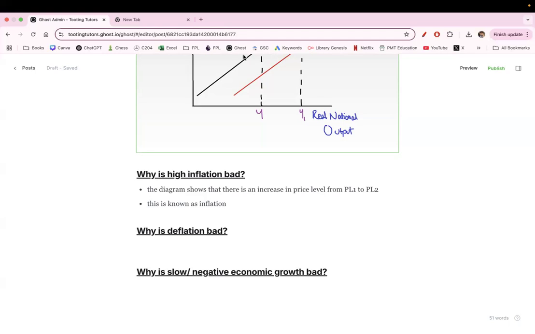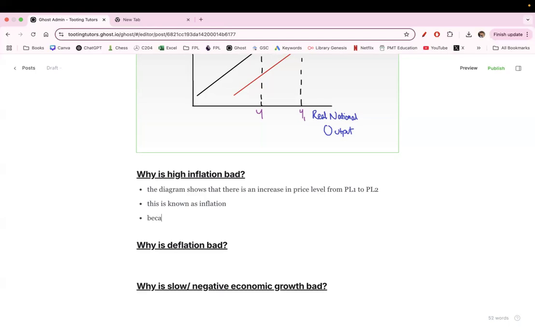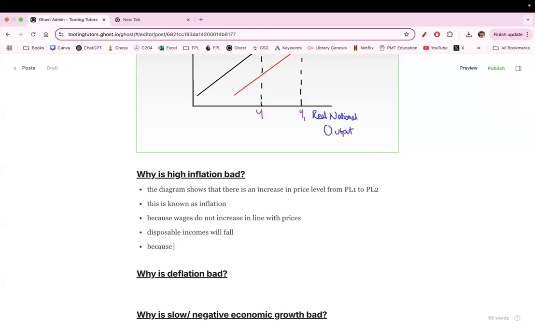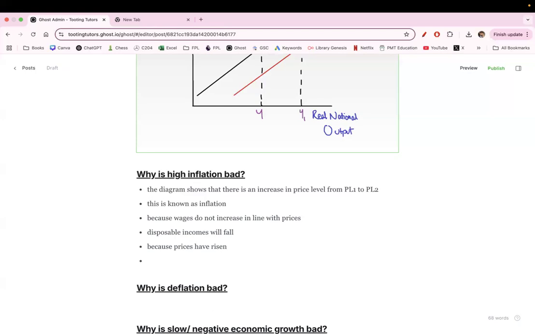Yeah, that's the key. So making sure you say that is very useful and very important. So, because wages do not increase in line with prices, disposable incomes will fall because prices have risen. This means that consumers have worse living standards. So that's the reason why inflation is bad.